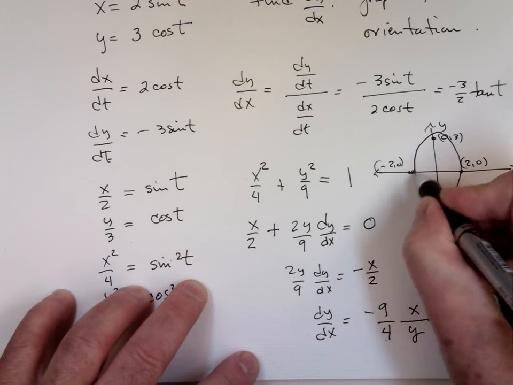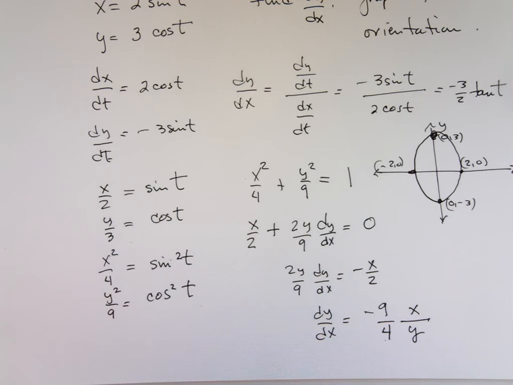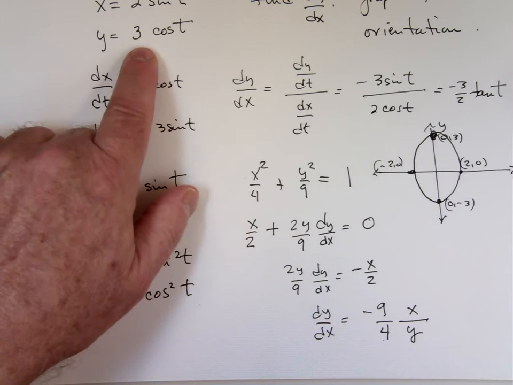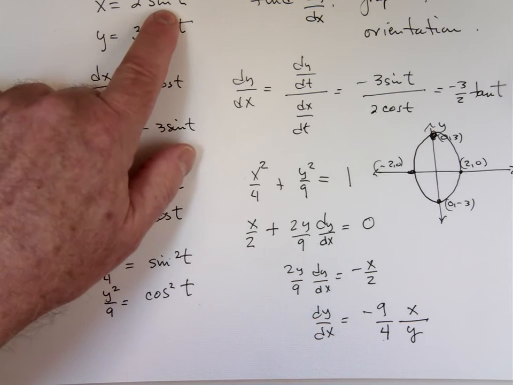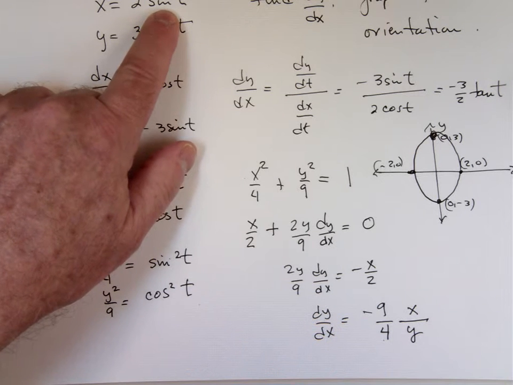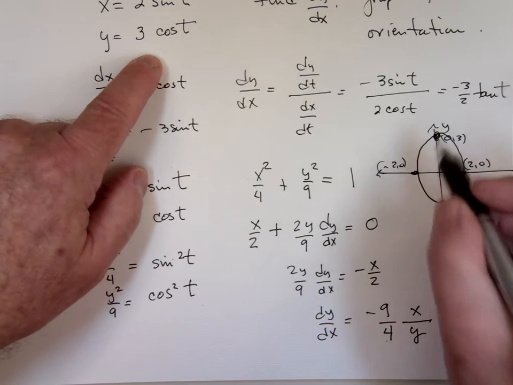Okay, something like this, with a center at (0, 0). Orientation. To get the orientation, go back to the original. Let t equal 0. If t is equal to 0, x is 0, y is 3. This is our starting point.